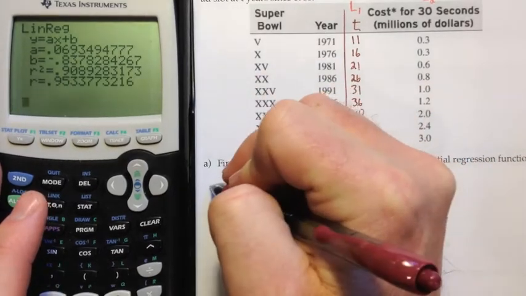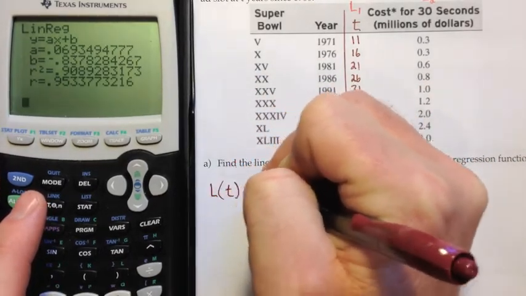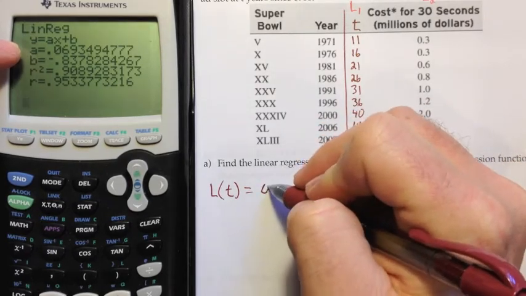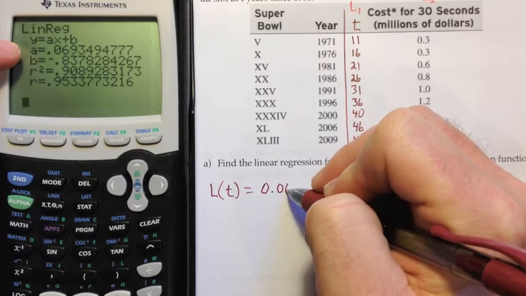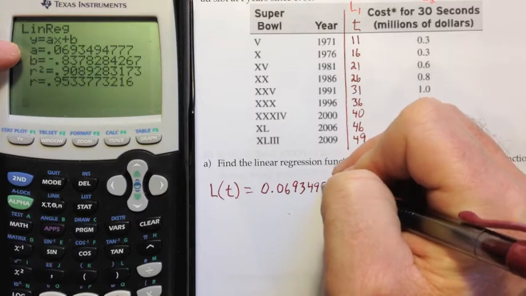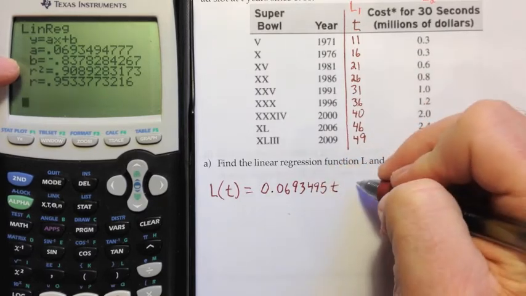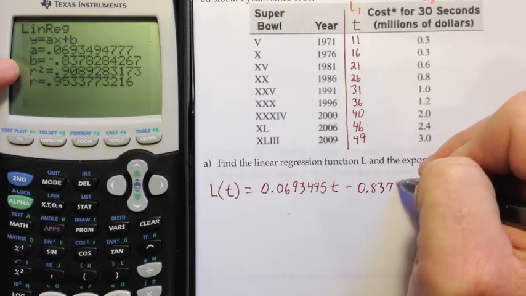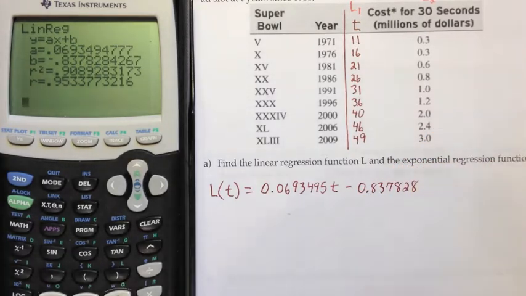So for the linear function, I'll write L of t is equal to mt plus b, or at plus b, so 0.0693495 times t minus the intercept 0.837828. I didn't see anything here about rounding rules for how many decimals they wanted, so I just put a lot. Better to have too many than too few. When you're on My Math Lab, make sure you just follow the rules for what they want you to put there.